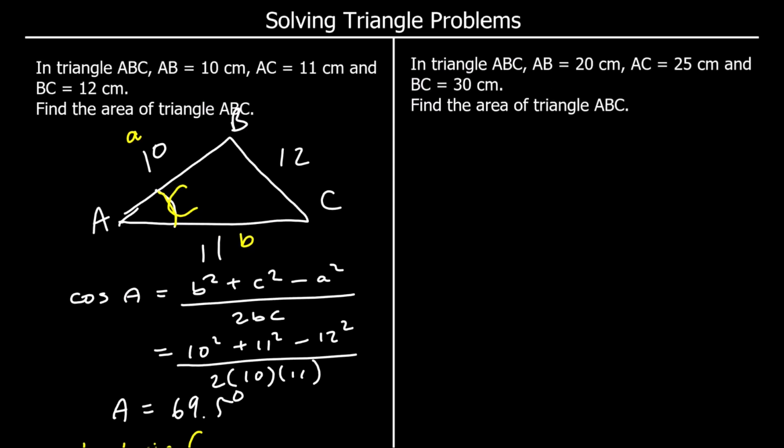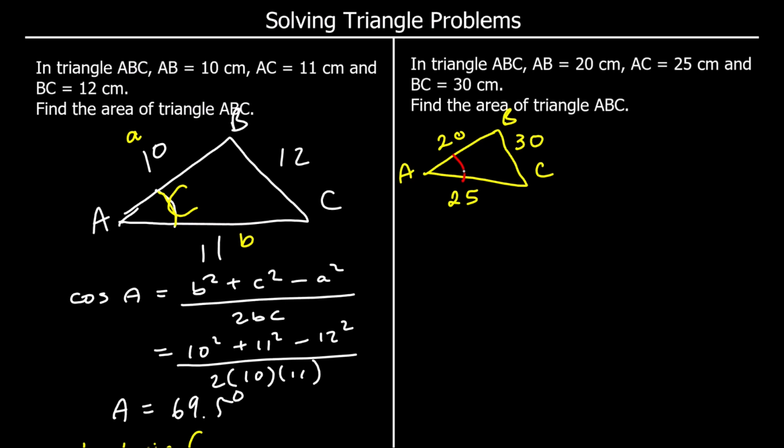Okay, one for you to try. Give it a go. So again, triangle ABC. A to B is 20. A to C is 25. B to C is 30. We need to find the area of the triangle. So firstly, we need to find an angle. It doesn't matter which one you find. It will work if you found any of them. I'll find this one again.